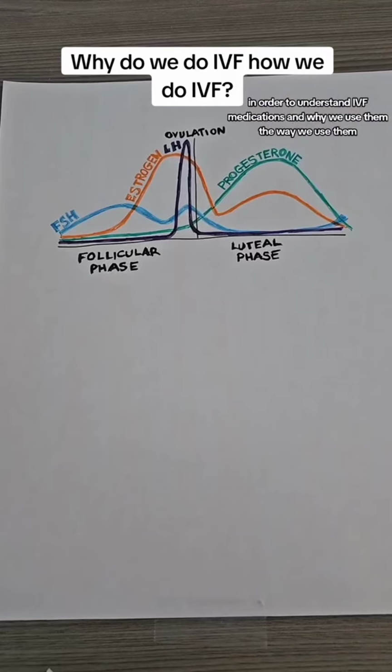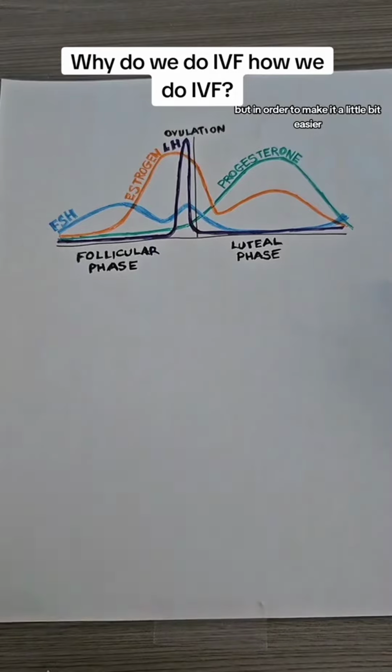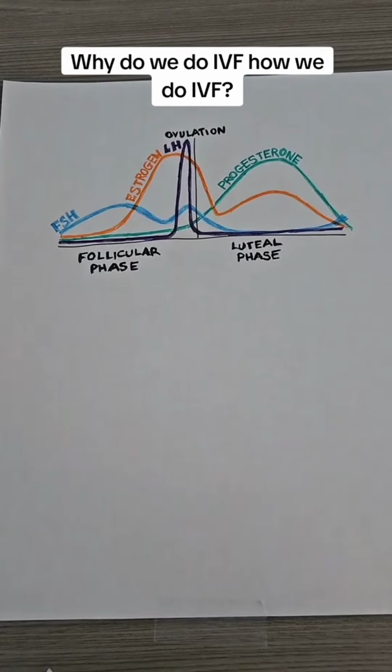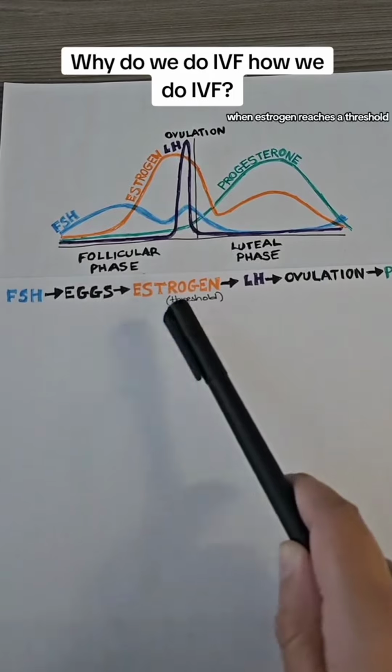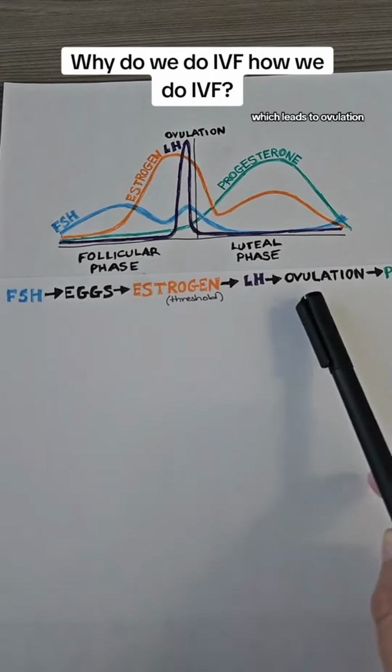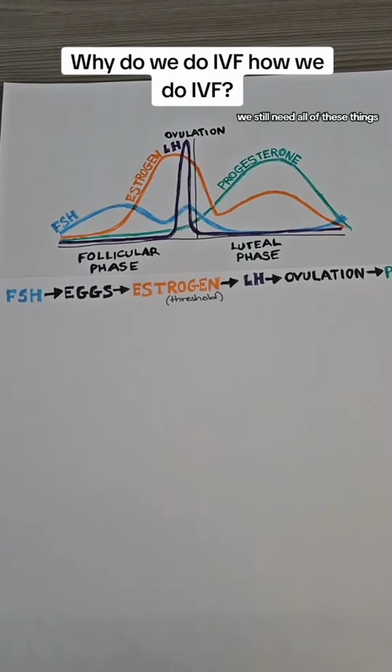So in order to understand IVF medications and why we use them the way that we use them, first you have to understand the menstrual cycle, and here you have the menstrual cycle laid out as it typically can. But in order to make it a little bit easier, follicle stimulating hormone makes eggs grow, eggs release estrogen. When estrogen reaches a threshold, luteinizing hormone spikes, which leads to ovulation, and then once ovulation occurs, we start making progesterone. For IVF, we still need all of these things.